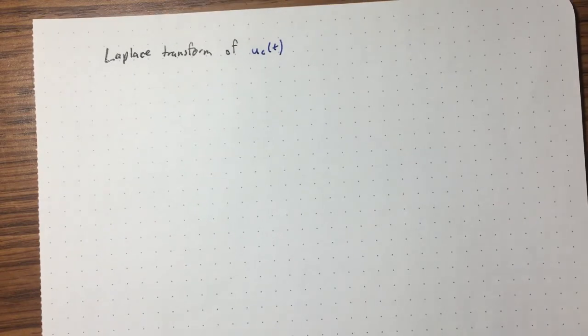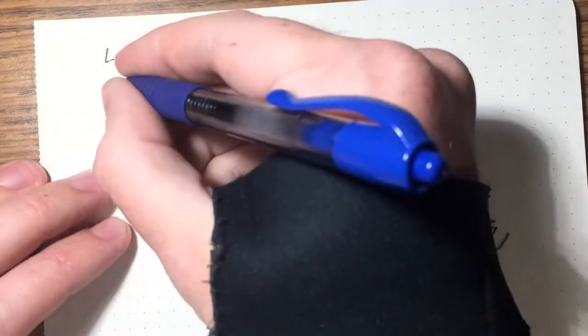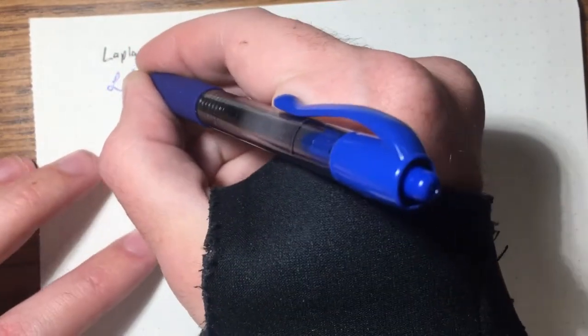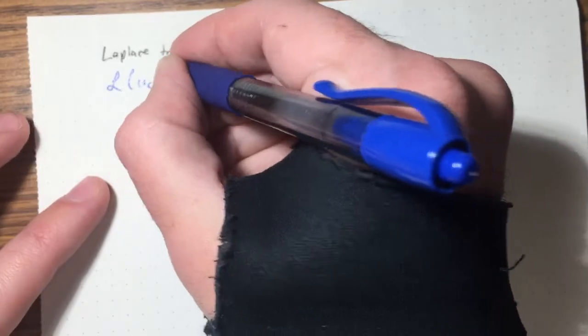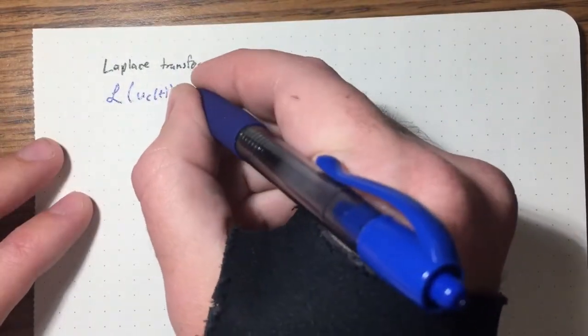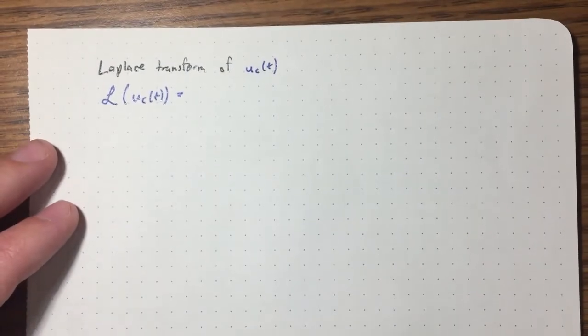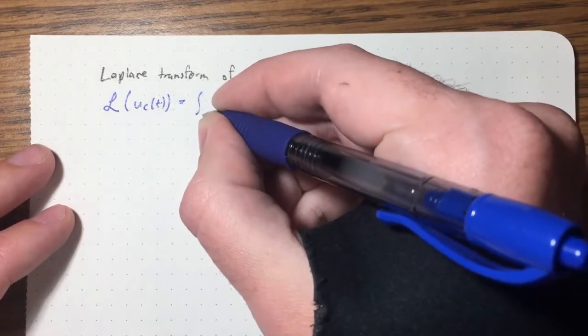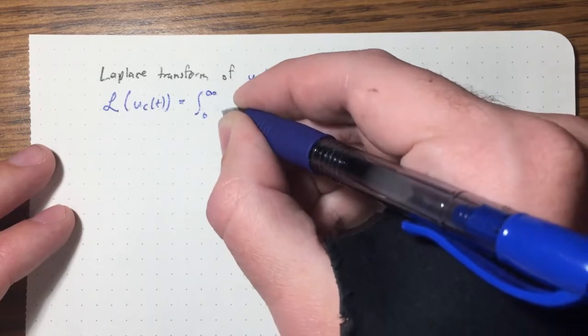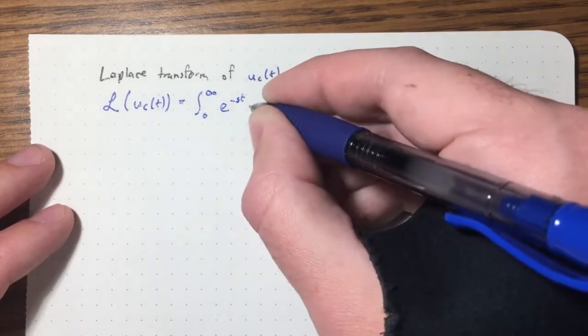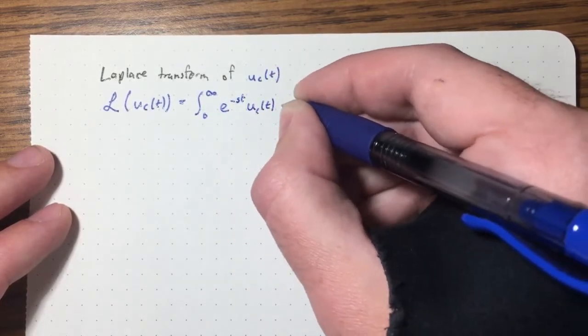Okay, so what is the Laplace transform? Well, I mentioned this. It's very nice. Let's try to calculate it. So the Laplace transform of uc of t is, by definition, what is it? It's the integral from 0 to infinity of e to the minus st times uc of t dt.